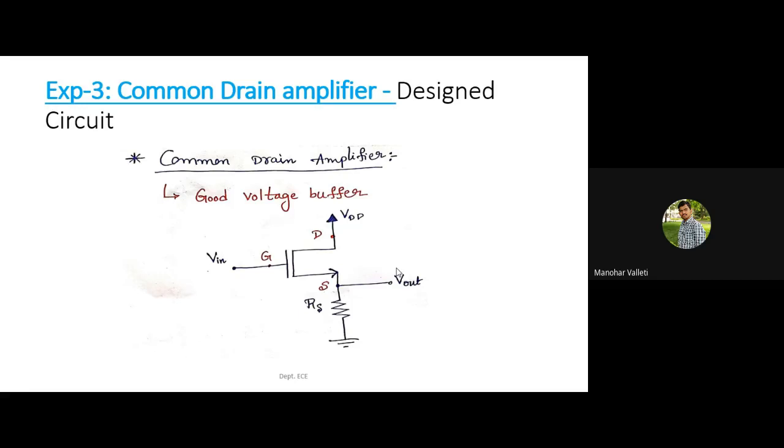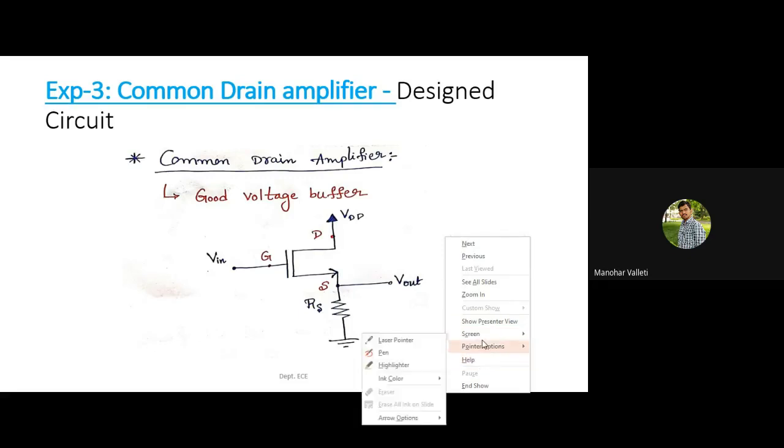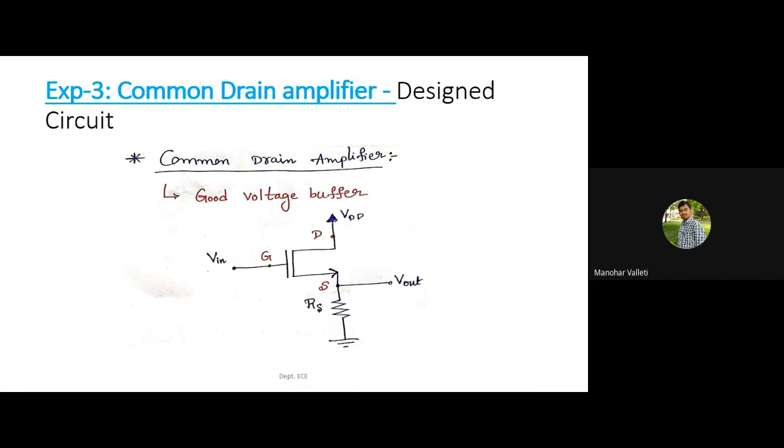So the circuit shown here is the common drain amplifier. As the name suggests, the drain is common between input and output. How this drain is common between input and output, we will see when we look at the circuit parameters. Here we use an NMOS transistor, and in a common drain amplifier the input is applied at the gate and the output is taken at the source.